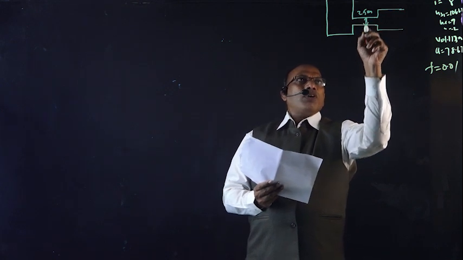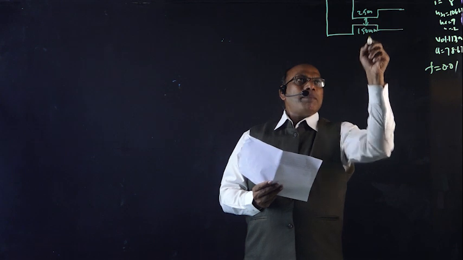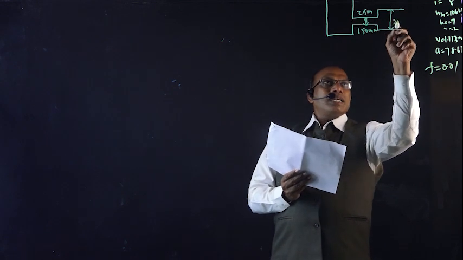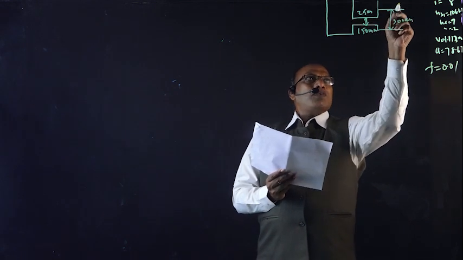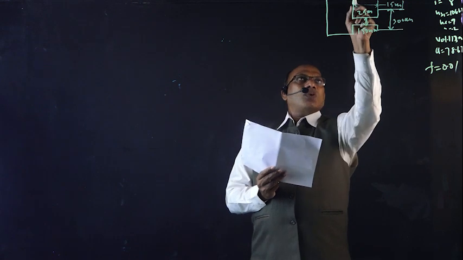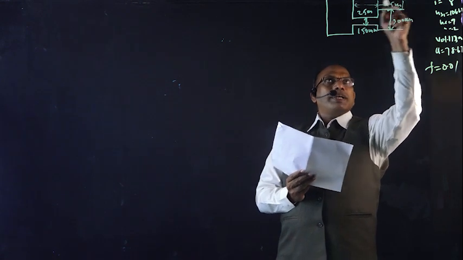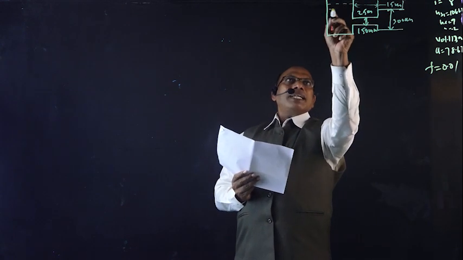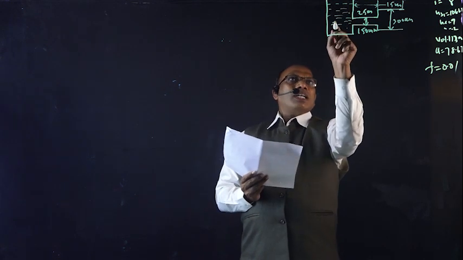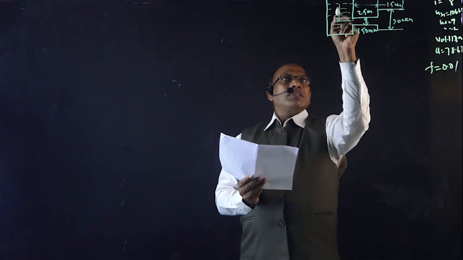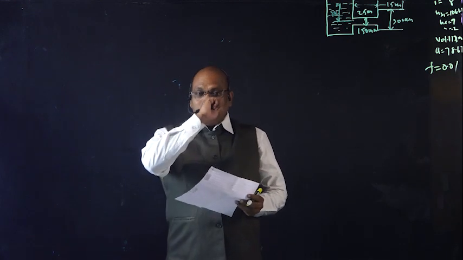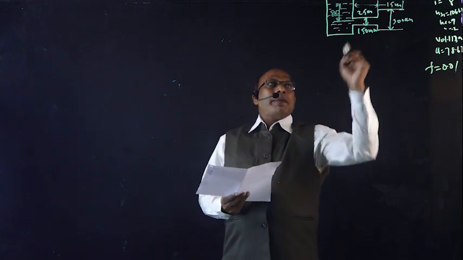The diameter of the first 25 meters pipe is 150 mm. The diameter after 25 meters length is 300 mm. The length of this pipe is 15 meters. This is 25 meters. The total length is 40 meters. This is the water level in the tank. The water level in the tank is also given, that is 8 meters. Based on this data, we are going to determine the rate of flow through this pipe.